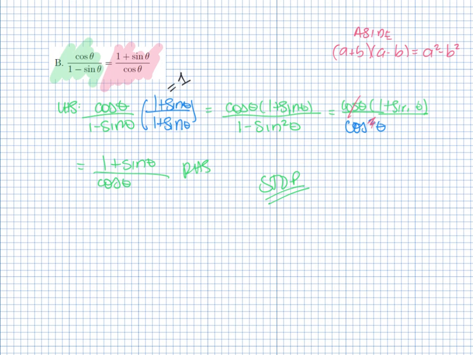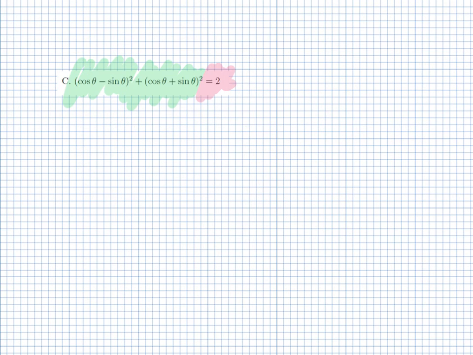Now we'll look at part C. For C, I want you to make very certain that you realize that this entire thing is the left-hand side. Remember, the equal sign is what separates the left-hand side from the right-hand side. So let's look at this and see what we can come up with. We're going to start with the left-hand side. Cosine theta minus sine theta squared plus cosine theta plus sine theta squared.